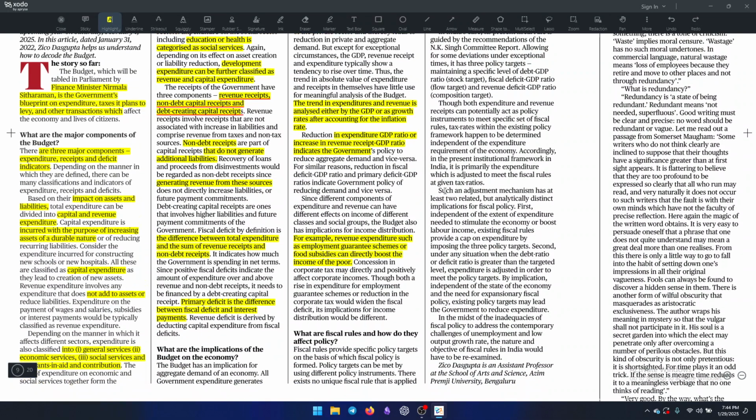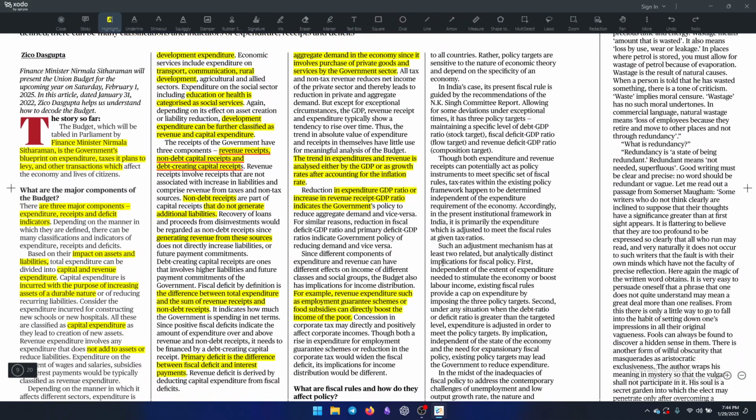What are the fiscal rules and how do they affect policy? Fiscal rules provide specific policy targets on the basis of which fiscal policy is formed. Policy targets can be met by using different policy instruments. There exists no unique fiscal rule that is applied to all countries. Rather, policy targets are sensitive to the nature of economic theory and depend on the specificity of an economy. In India's case, the present fiscal rule is guided by the recommendations of the N.K. Singh Committee report, allowing for some deviations under exceptional times.